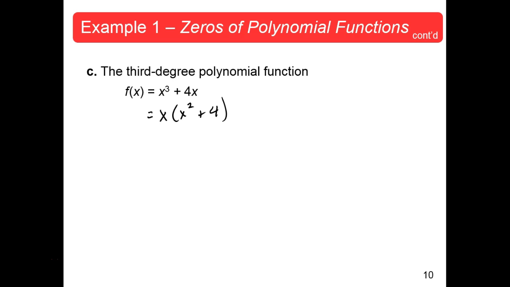So the only real 0 here is, you set it equal to 0, and then x equals 0, or x squared plus 4 equals 0. And remember, we can't do that in the real number system, because if you subtract 4 from both sides, x squared in the real number system can't equal a negative number. Complex, it can. Plus or minus 2i, but you're not responsible for that.